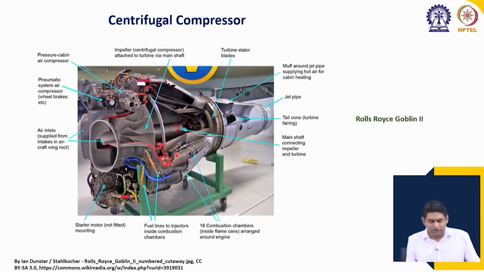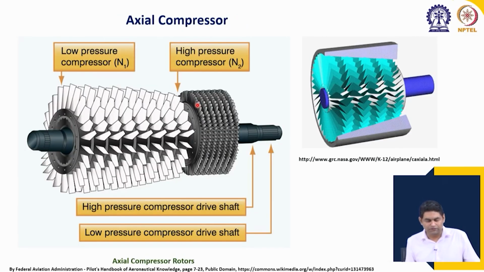Another example of a centrifugal compressor, you can see the centrifugal compressor along with the combustion chamber and jet pipe. Okay. So, that is for a jet engine.